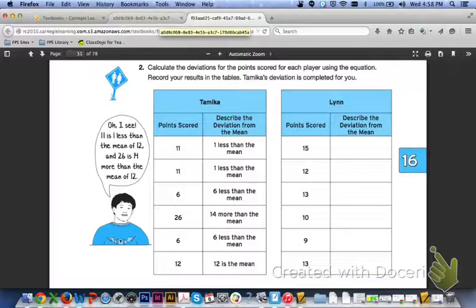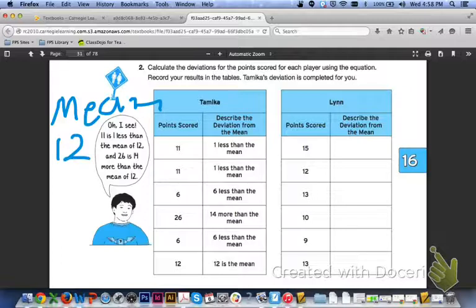So for Tamika, her deviations, again, were completed for you. Remember, her mean was 12. For both girls, it was really 12. So 12 minus 1 would be 11. 12 minus 11 would be 1. So 1 less than the mean. So that would be the deviation from the mean. 11 points scored. 12 minus 11 again. 1 less than the mean.